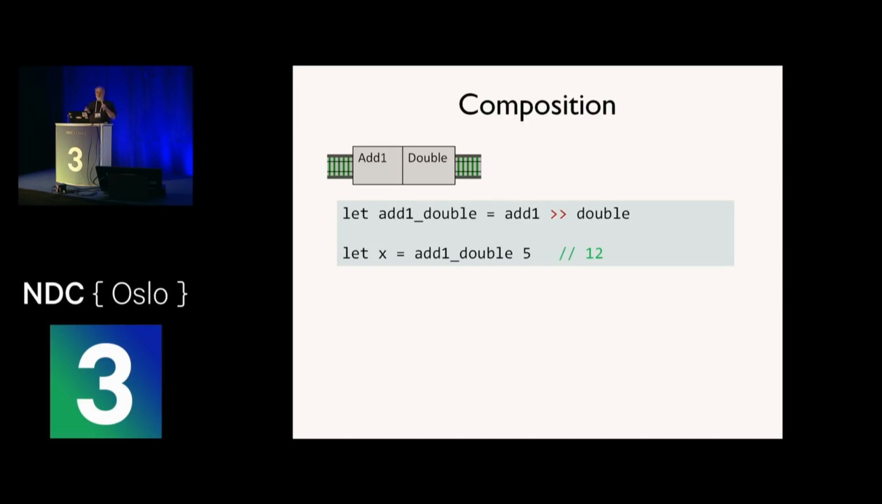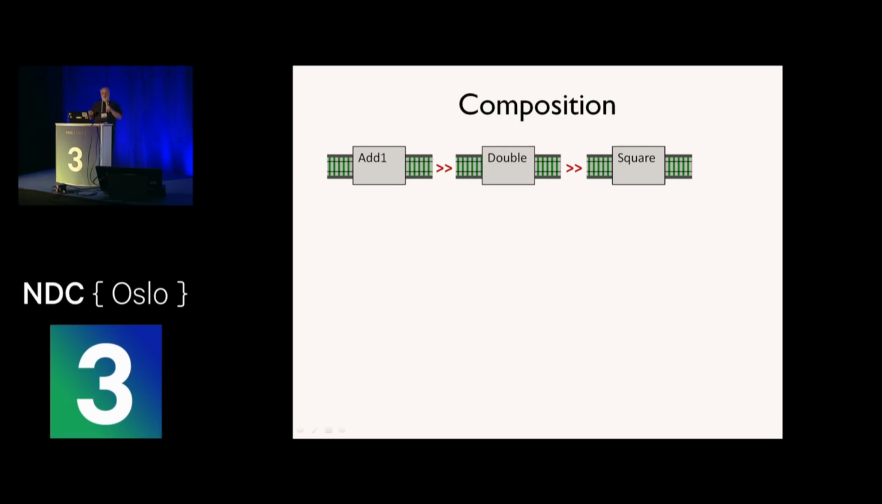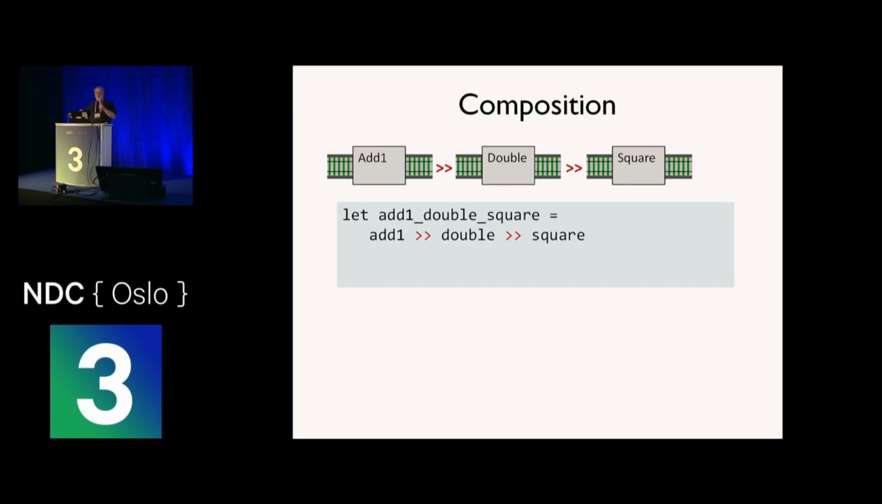So we can't tell that this function was built from smaller functions. And if we have 3 functions, we can smush them all together: add 1, then double it, then square it. We're literally smushing them together with a composition, and then we've got a new function, we can just call it. If we call it with 5, we get 144. So that's composition in practice.